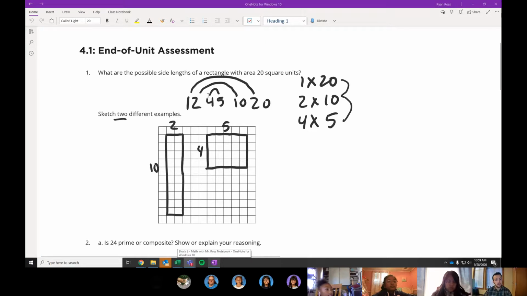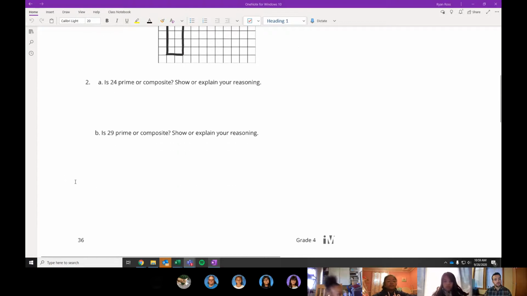You're finding the factor pairs that make 20, and then these multiplication problems that represent the side lengths, we can then sketch those as rectangles. Okay, questions on this first one? All right. Like I said, we're going to move kind of quick. You've already done this.